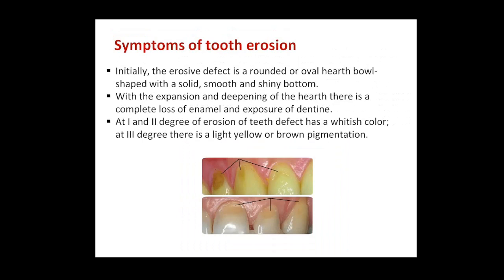Initially, the erosive defect is a rounded or oval bowl shape with a solid, smooth and shiny bottom. With the expansion and depending on the depth, there is a complete loss of enamel and exposure of dentin. At first and second degree of erosion of teeth, the defect has a whitish color. At the third degree, there is a light yellow or brown pigmentation.